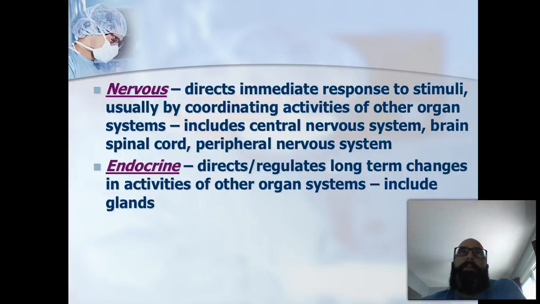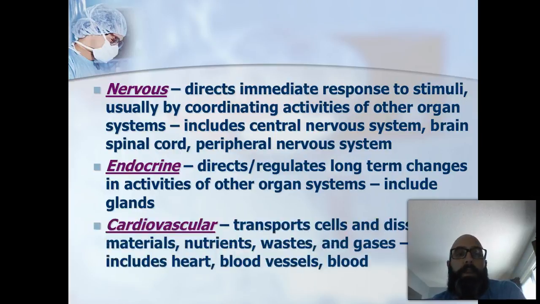You have the endocrine system. Now, this system we are not going to dive into in this class. For one reason, because of time constraints, but for other reasons of level of difficulty, it's a little bit beyond some of the stuff that we were going to handle in this class. But these are your long-term changes in activities of other organ systems, and it includes a large amount of glands. This is things like puberty and such. The cardiovascular system transports cells and dissolved materials, nutrients, waste, and gases. Includes your heart, blood vessels, blood.